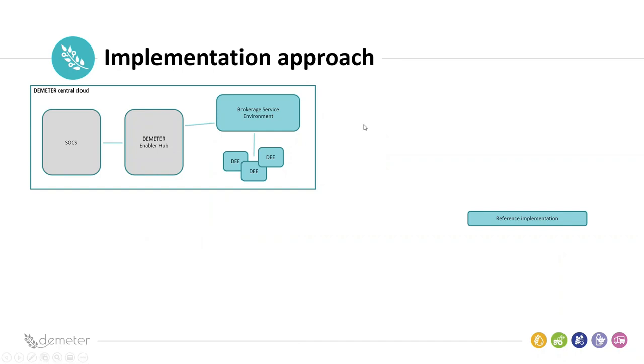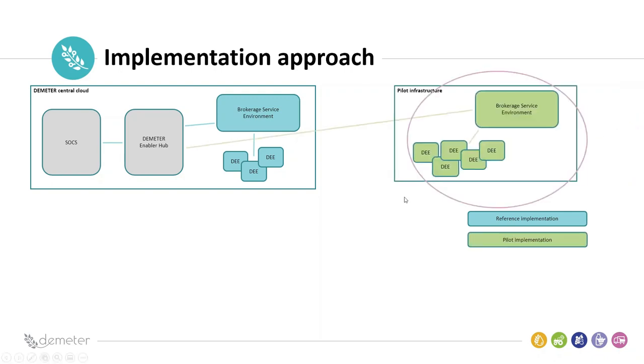Now, the next thing to present is our approach to implementing all these concepts. We first provide a reference implementation. In our central cloud, the DEMETER central cloud, we will offer the SOCs, the hub, but also a reference implementation of the broker service environment and of some main DEMETER enabled entities. In the simple case, we expect each pilot in DEMETER to make a copy in their own infrastructure and run an independent application by copying the broker service environment and deploying their own DEMETER enhanced entities, following the paradigm of the reference implementation.